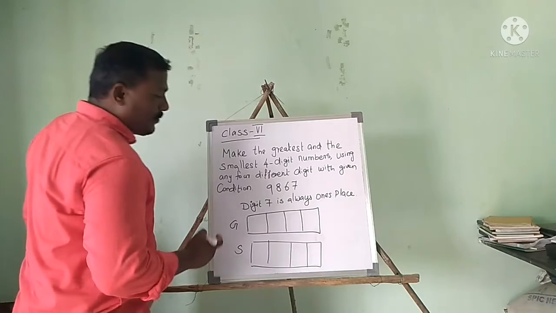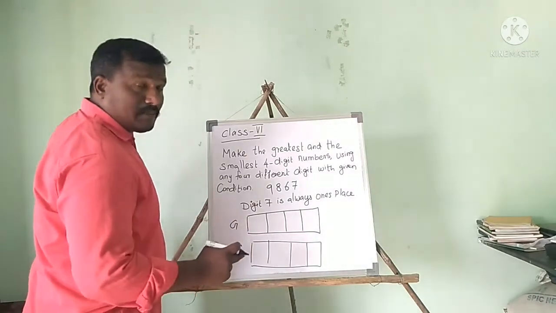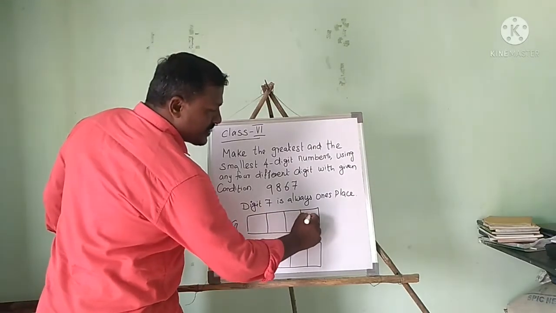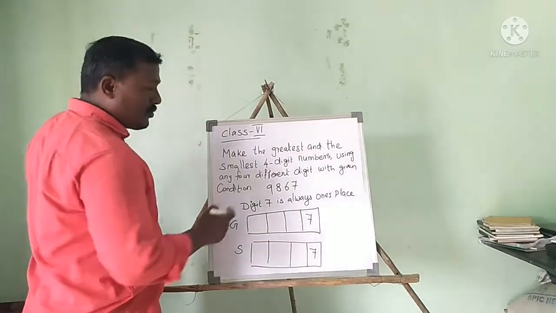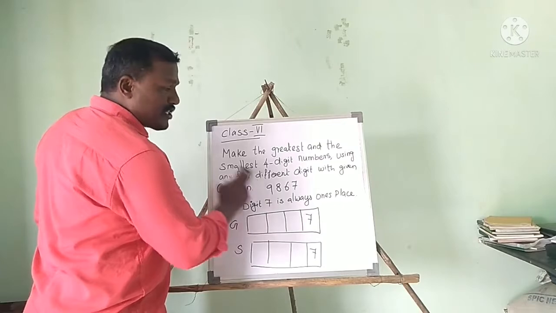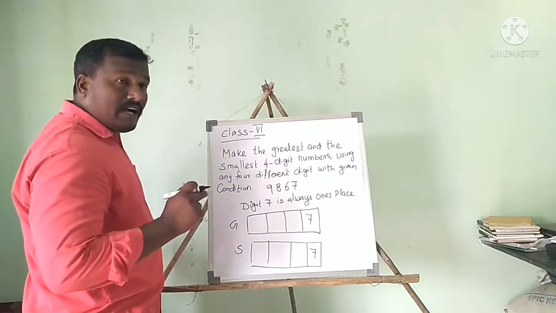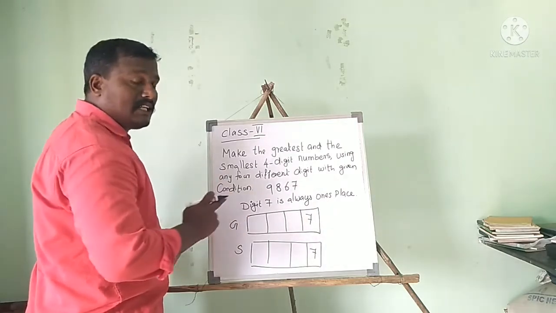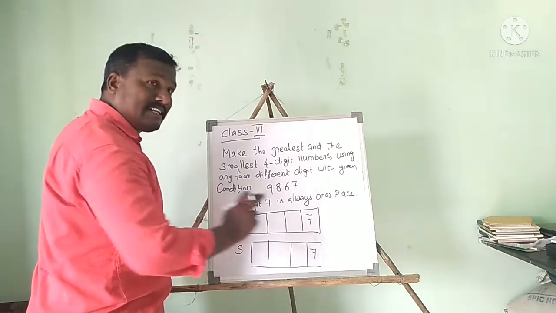Okay, so what is the condition? 7 is always in the ones place. You know very well the place values: ones, tens, hundreds, thousands. So you always keep 7 in the ones place. This is the condition. So we have to write the greatest 4-digit number and smallest 4-digit number with the given digits. I told you, when you make the greatest number you have to write in descending order. When you make the smallest 4-digit number you have to write in ascending order.